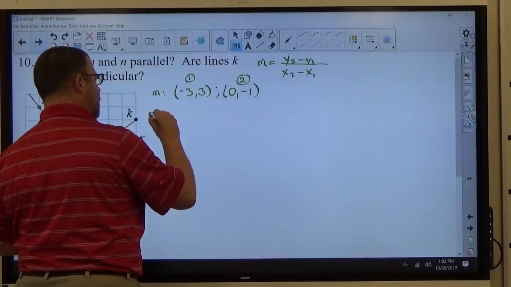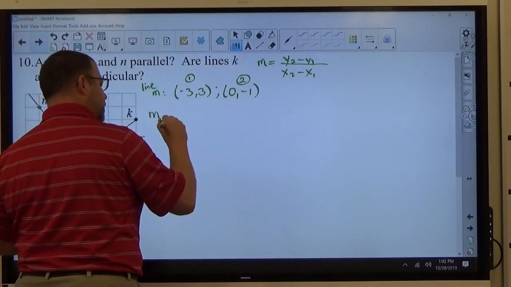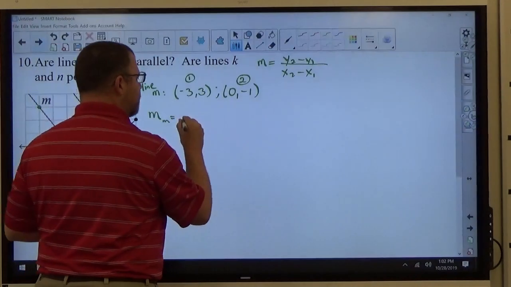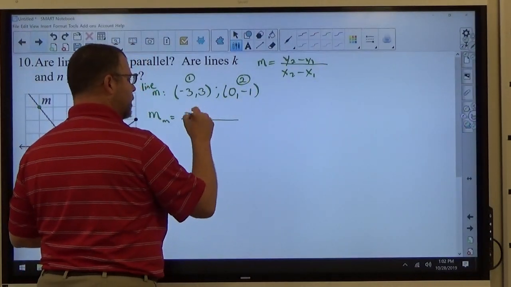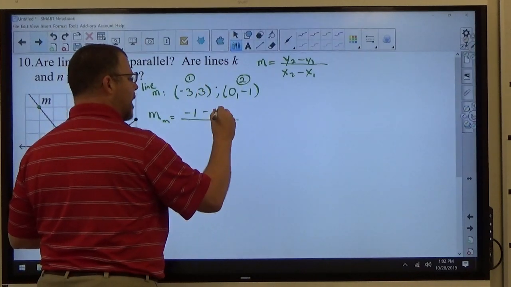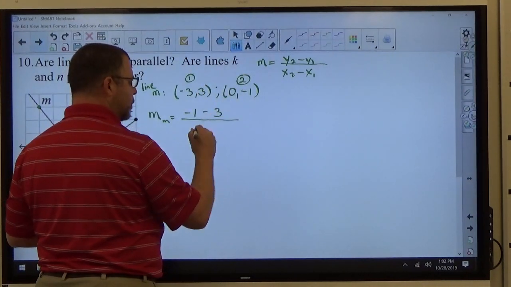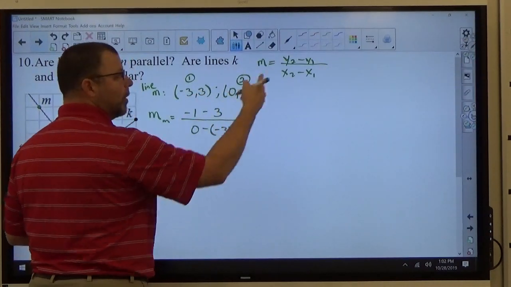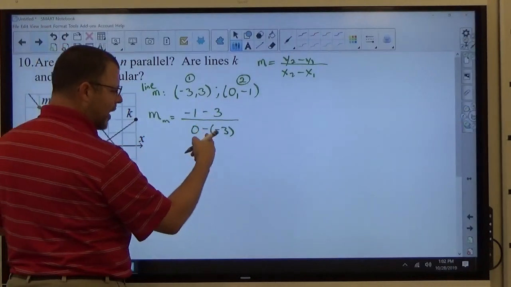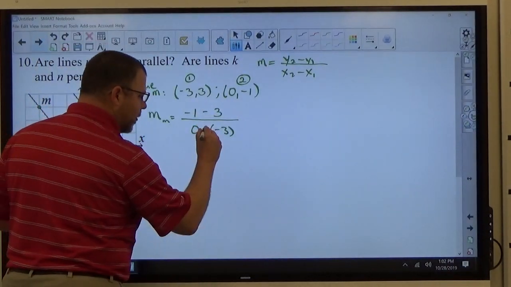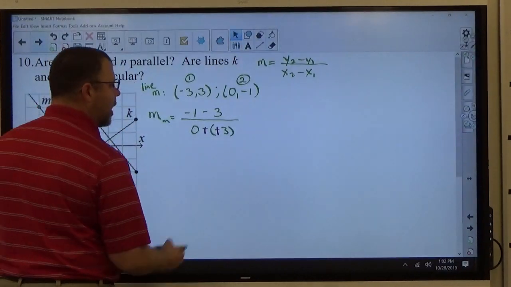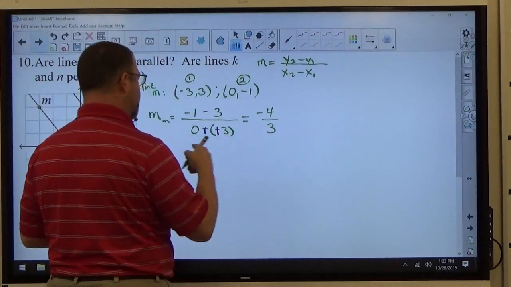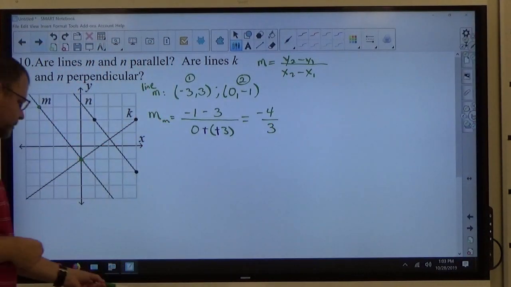So the slope of line M, m for slope, subscript M for line M, is y2, negative 1, minus y1, positive 3, over x2, positive 0, minus x1, negative 3. The formula says minus, so I subtract every time. If I get a minus negative, I'm going to do plus positive. Then I just work it out. Negative 1 minus 3 is negative 4. 0 plus 3 is positive 3. The slope of line M is negative 4/3.